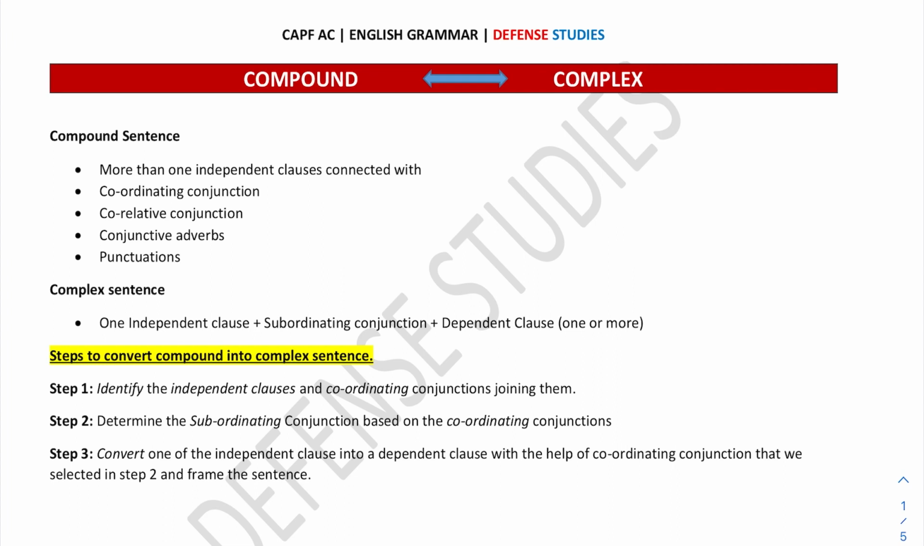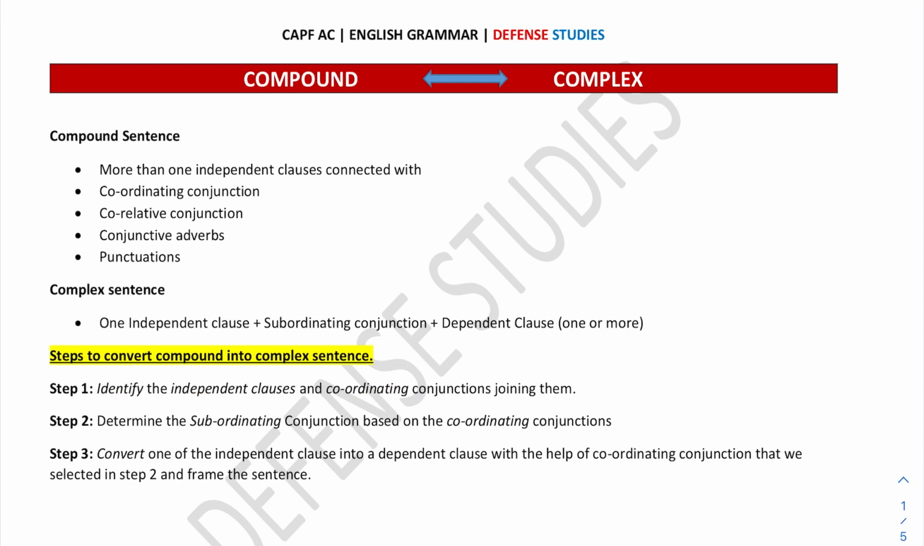So how can you identify a compound sentence? In a compound sentence you will find one independent clause which would be connected with the other clause with a coordinating conjunction, or with a correlative conjunction, or with conjunctive adverbs, or with a punctuation mark also. Now in a complex sentence you will find one independent clause which is connected with the dependent clause with a subordinating conjunction, right?